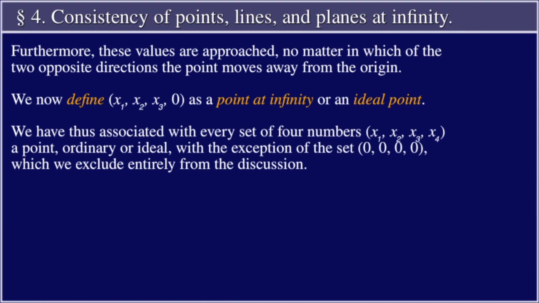We now define x1, x2, x3, 0 as a point at infinity, or an ideal point.